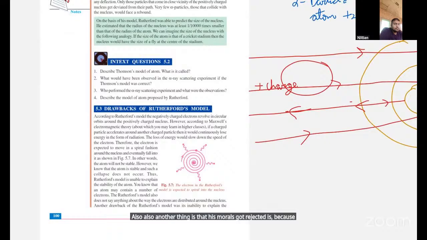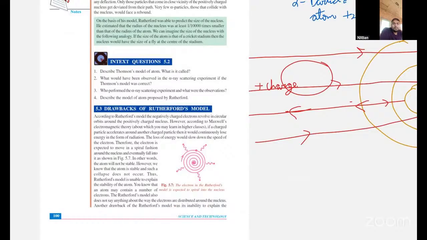Another thing is that his model got rejected because I think the electron doesn't just spiral into the nucleus. That means the electron will slowly converge into the nucleus. If you see the diagram 5.7. Yeah, that is correct, but not the perfect reason I'm looking for.